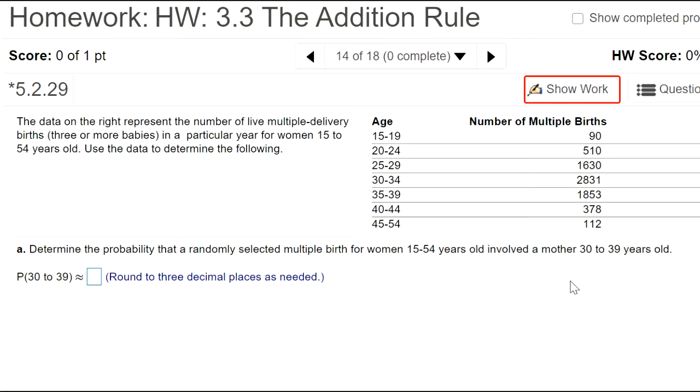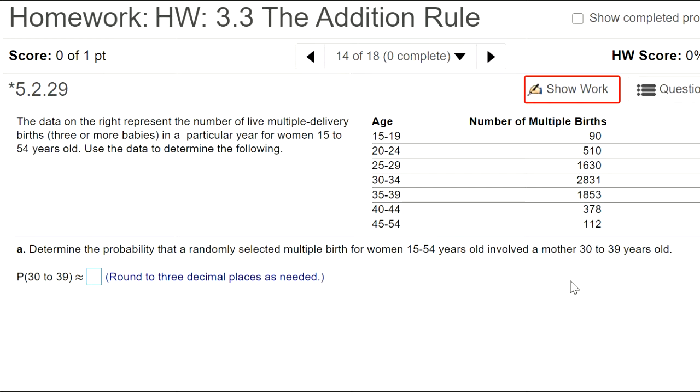It says the data on the right represent the number of live multiple delivery births, by that they mean 3 or more babies, in a particular year for women 15 to 54 years old. Use the data to determine the following. First one says, determine the probability that a randomly selected multiple birth for women 15 to 54 involved a mother 30 to 39 years old. So they're talking about the probability that the age group is 30 to 39.